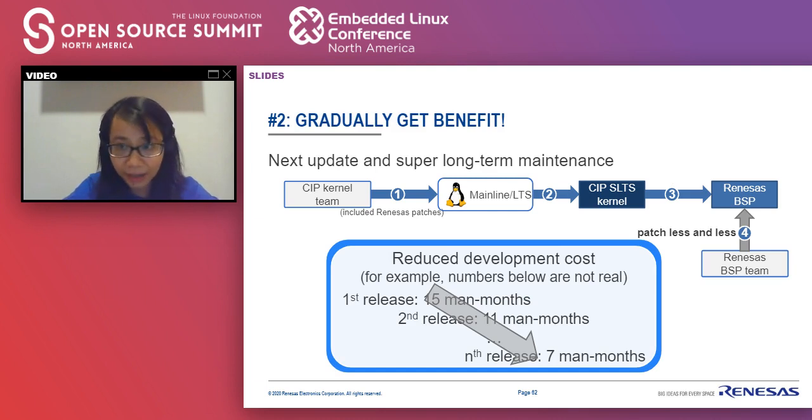For the number two experience, we gradually get the benefit. After the first patching, for the next update and super long-term maintenance, we gradually patch less and less because the Renesas patches are already included in the CIP LTS kernel and we can directly apply them. For example, for the first release, it took us 15 months. For the second release, just 11. And for the next one, until the stable phase, around 7 months. Although these numbers are not real and just for example, we can see the development effort here is reduced.